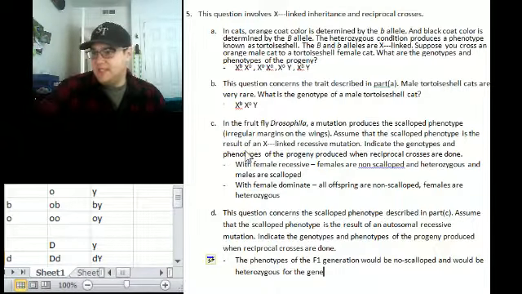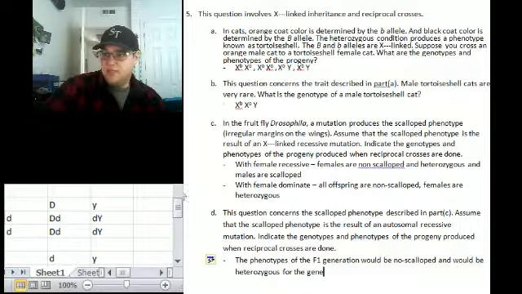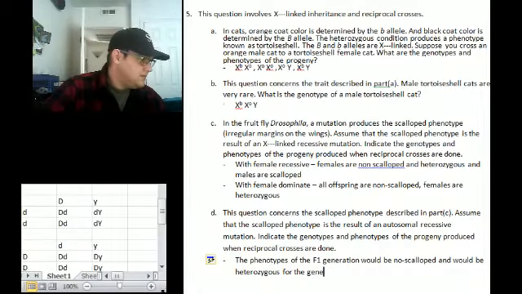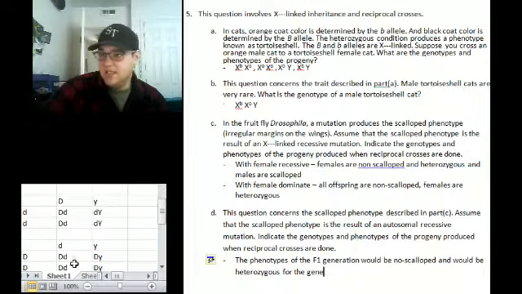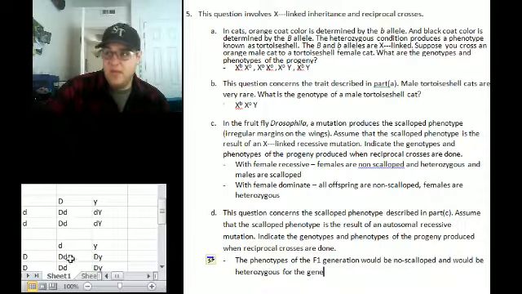And then in part C, it talks about fruit fly dysplasia, and the mutation produces a scallop phenotype, irregular margins of the wings. Assume that the scallop phenotype is the result of an X-linked recessive mutation, and indicate the genotypes and phenotypes of the progeny produced when reciprocal crosses are done. So I did those reciprocal crosses here, with the female recessive and the female dominant and the progeny.